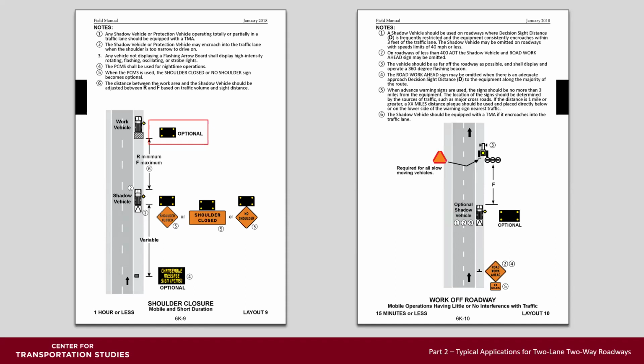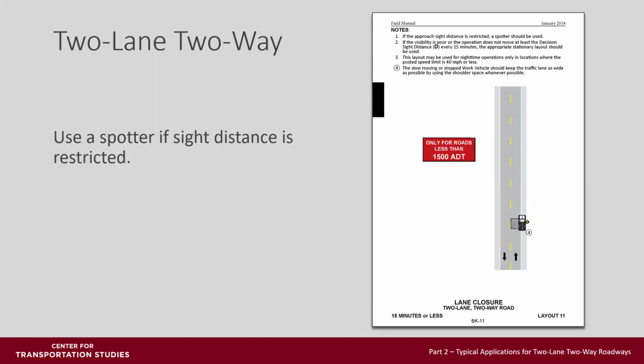Layout 10 is a mobile operation for work off of the roadway. And note again that that's for 15 minutes or less before moving on. Layout 11 is for roadways with less than 1,500 vehicles per day, intermediate volume, and for 15 minutes or less. Remember that if you use a spotter, the spotter's only duty is to watch for traffic and warn other workers. The spotter is not a traffic flagger.